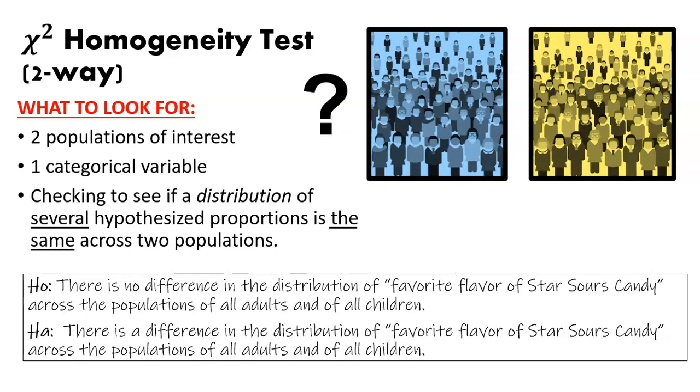Or maybe there is a difference in the distribution of favorite flavor of Star Sours candy across the populations of all adults and all children. So I'm not specifically looking for the proportion of red to be 20% and the proportion of blue to be 30%. What I want to know is, is the proportion of red equal to the proportion of red in the other population? And is the blue proportion equal to the blue proportion? And is the green proportion equal to the green proportion for both populations?